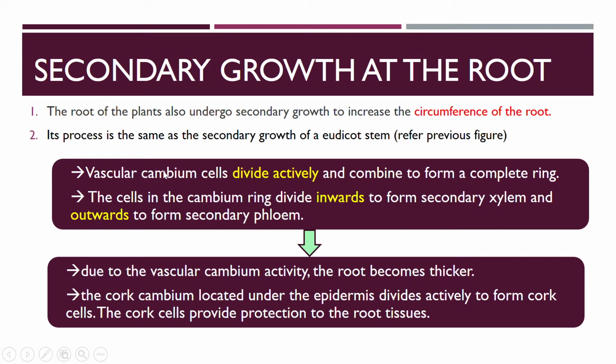Vascular cambium cells are the ones that are dividing actively through mitosis. Okay, sehinggalah dia buat satu ring yang complete. Okay, so divide inwards. Sebelah dalam punya, that is secondary xylem. And then divide outwards, that is secondary phloem. Okay, due to the vascular cambium activity, jadi the root will become thicker lah. You don't say, dalam kata lain, dia makin gemuk, but you don't use the word. Just for your understanding, you use thicker or increase in the circumference.